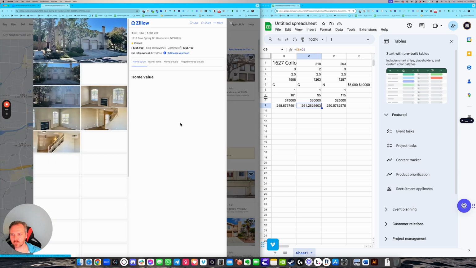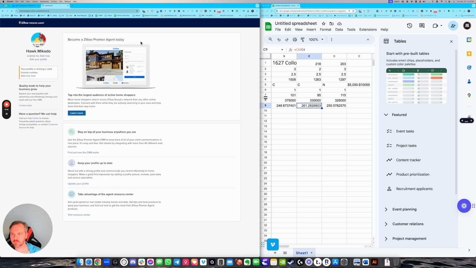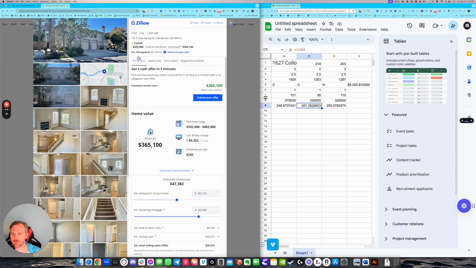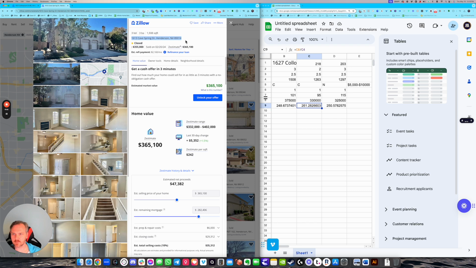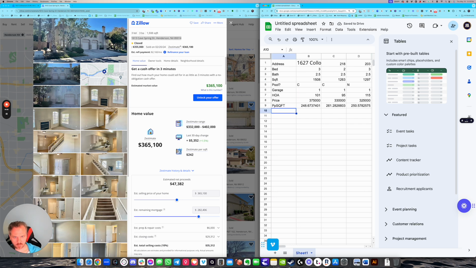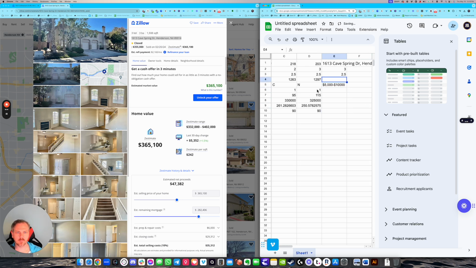So let's pull up this one. Oops, what happened? There, it's a 3-bed, 2.5 bath. The other thing I'll do is sold in. So 90 days. This has 1,508 square feet. So it's the same as my property.